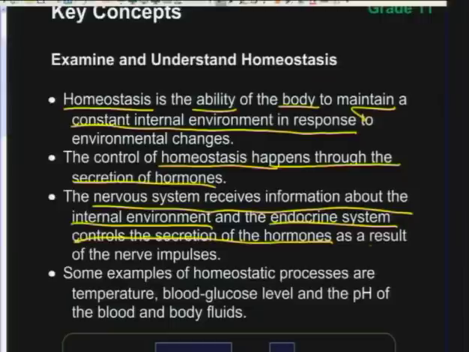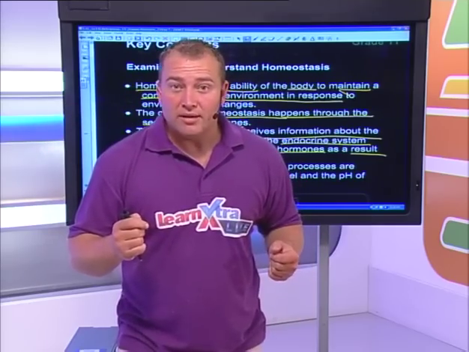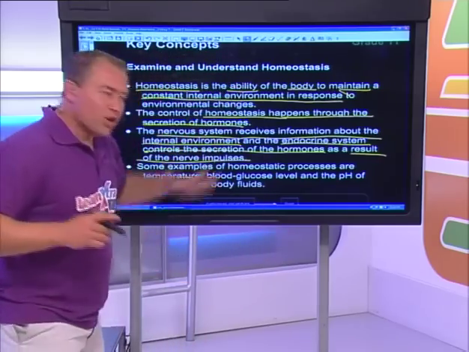And the result of the nervous impulse: the nerve tells it, okay, it's too hot. Let's send the blood vessels to the skin. Or if there's too much water loss or it's too hot, we need to keep the water, so we'll send ADH, antidiuretic hormone, by the way. Okay, cool. So have you noticed how that works?